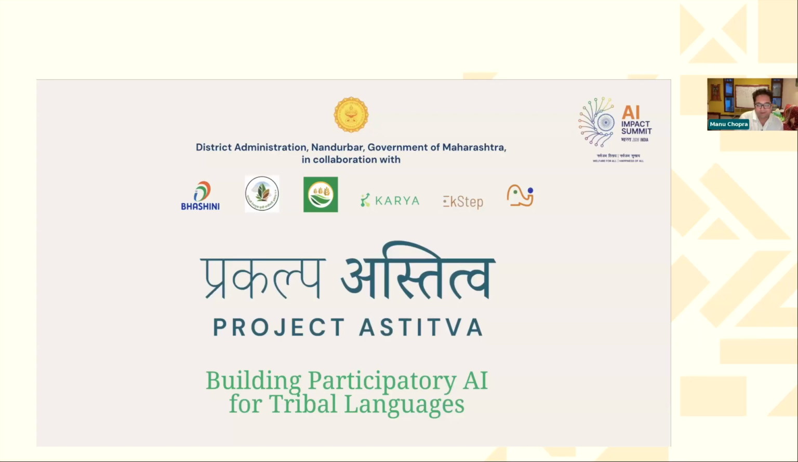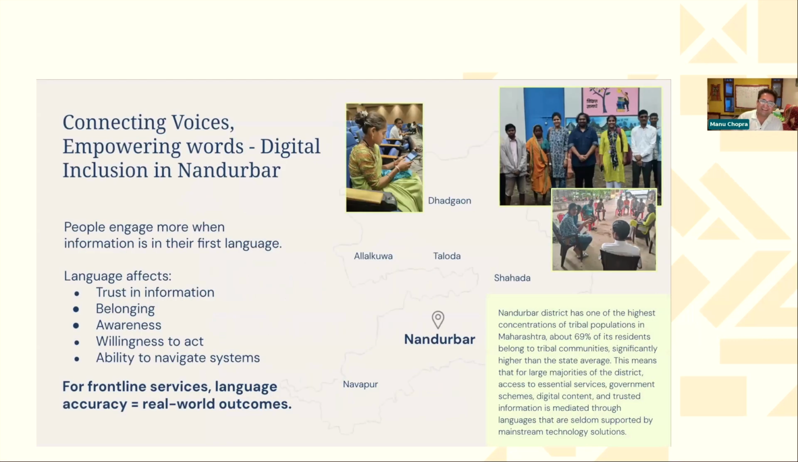The first project is called Project Astitwa. This was done in collaboration with the government of Maharashtra, Bhashini, which is India's language infrastructure platform. And of course, Step. I know Jagdish is on the call and may also speak about this. And several other partners, they're not on the call, but IFPRI, everybody else, which is very exciting.